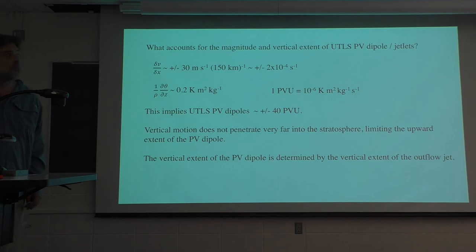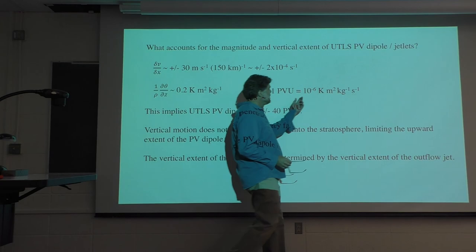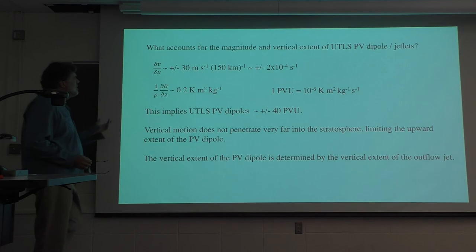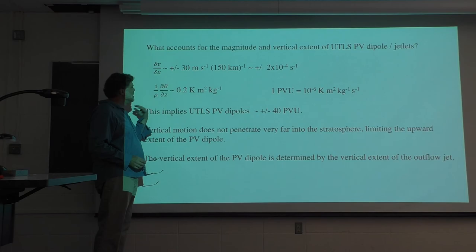First of all, how can we account for the magnitude of these PV dipoles? They seem big. 20 PV units, my goodness. Well, here's one PV unit is 10 to the minus 6 Kelvin meters squared per kilogram per second. And this factor, 1 over rho, this is 1 over 0.1, d theta dz, that's about 20 Kelvin per kilometer. That gives you 0.2.